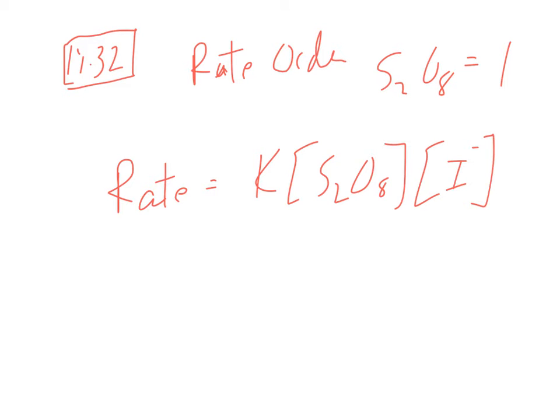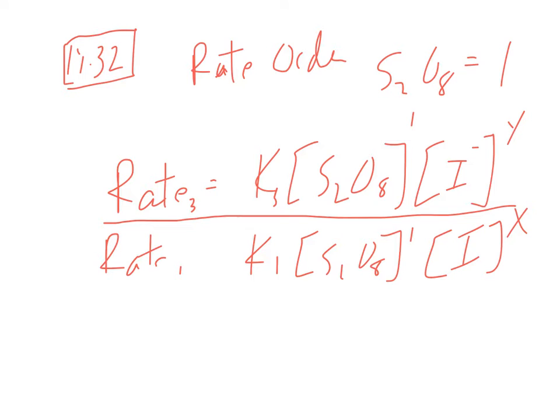Now, the problem with finding out the rate order for iodine is that there aren't any experiments where the concentration of S2O8 remains the same. So you're forced to use a slightly different technique, where you can compare the rate for one experiment to the rate of another experiment. So I have the rate set up from experiment 3 compared to experiment 1, and obviously rate 3 is equal to the K value times S2O8 raised to the first power, we've already established that, times iodine raised to some power x, we don't know, that's what we're trying to figure out.